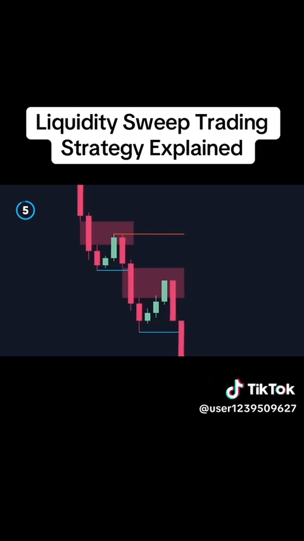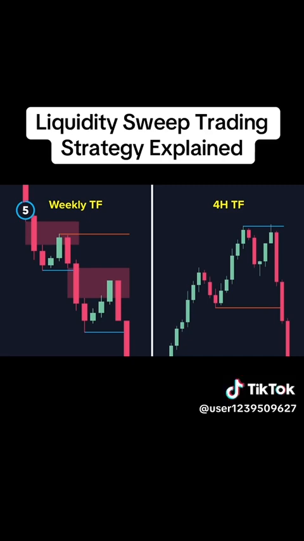So we should be expecting a reversal on the lower time frames to align with the weekly market structure. The key takeaway here is that we should always analyze what the market is doing on the largest time frames first, because this will give us an idea of how we can expect the price to behave when it hits an area of liquidity on the lower time frames.